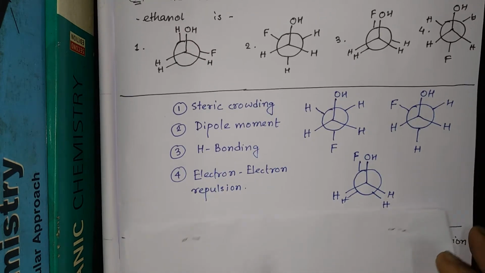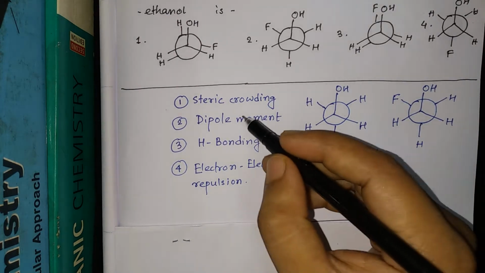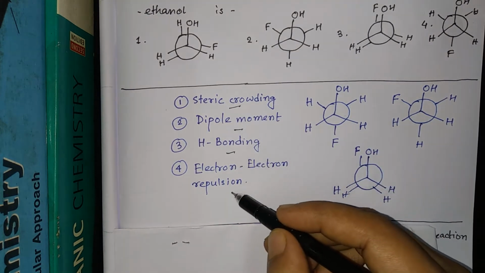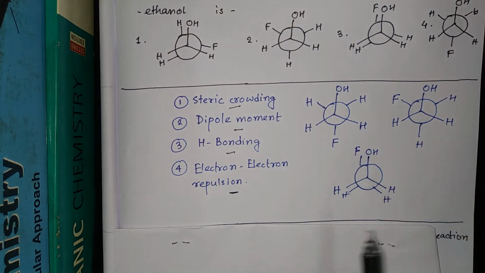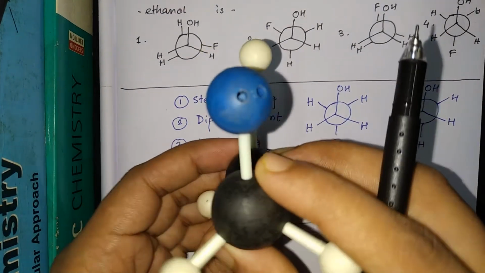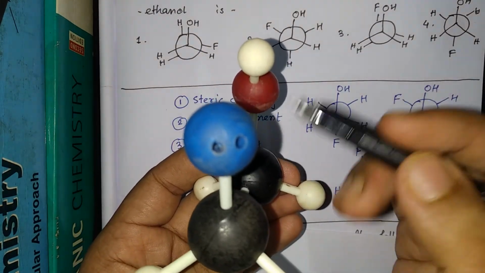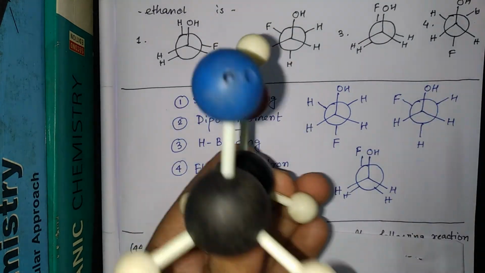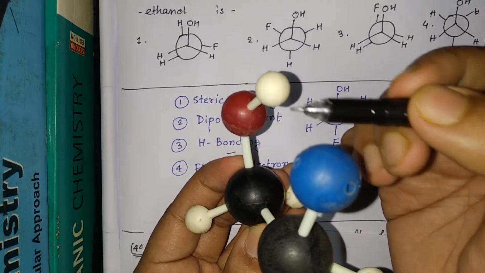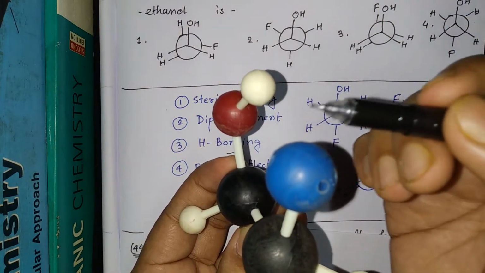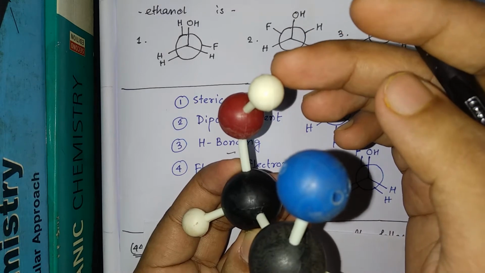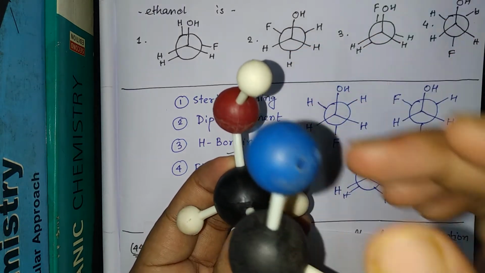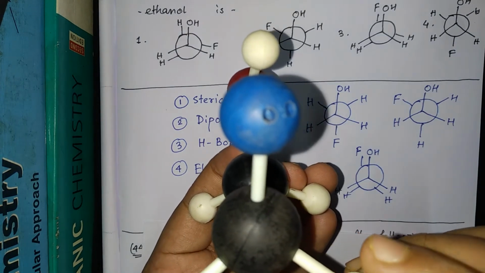Now let's see. There are four factors we have to give importance to in this case: steric crowding, dipole moment, hydrogen bonding, and electron-electron repulsion. So this conformation is the eclipse conformation, where the fluorine and the OH are in the same direction. It is stable because of hydrogen bonding between the OH proton and the fluorine. So this is a stability factor, but there are many instability factors also.